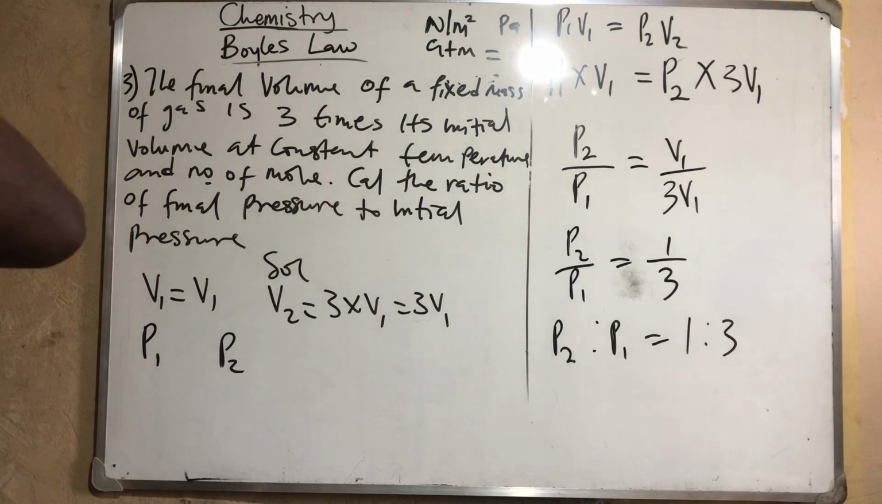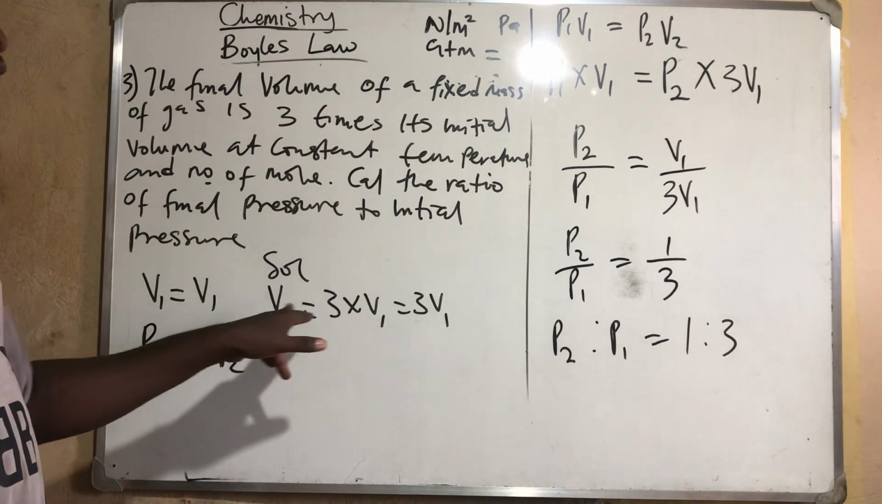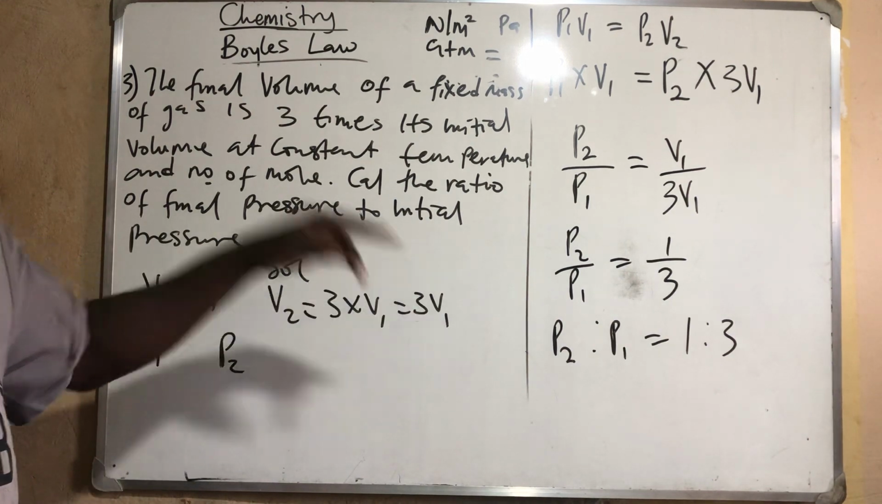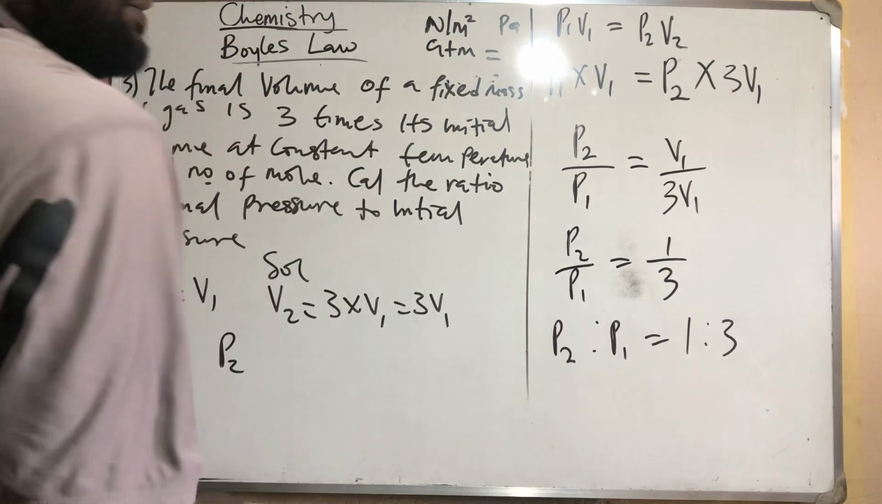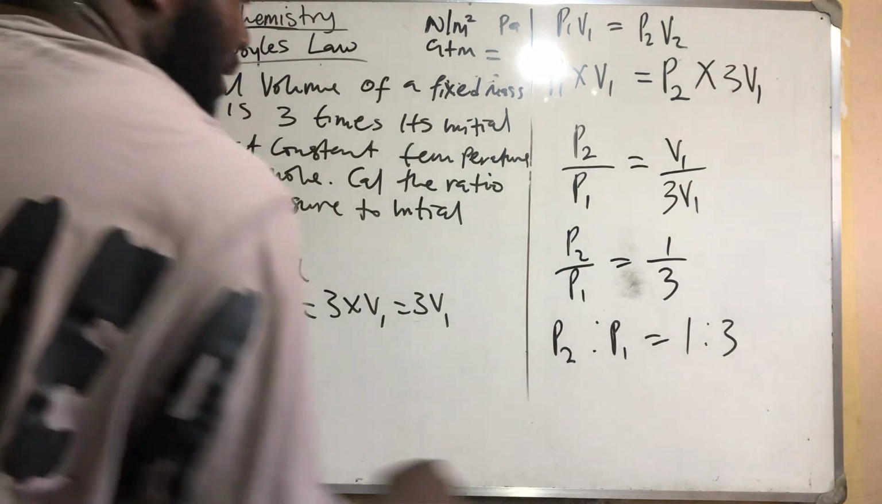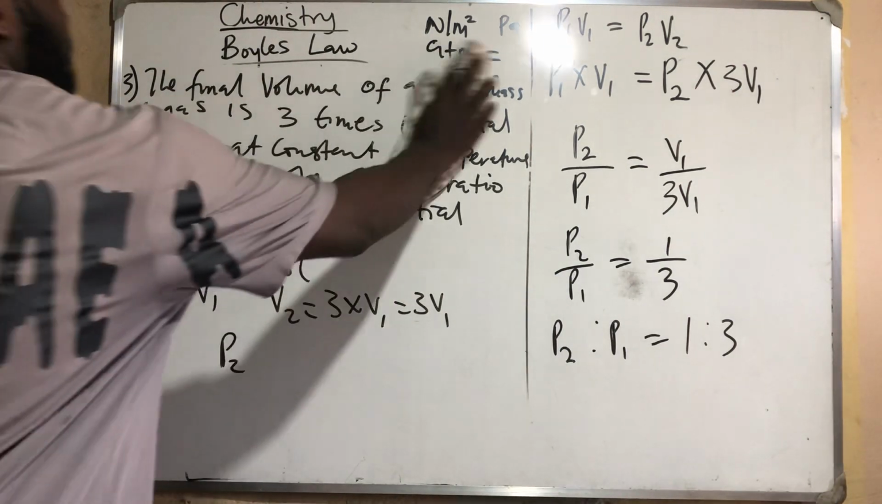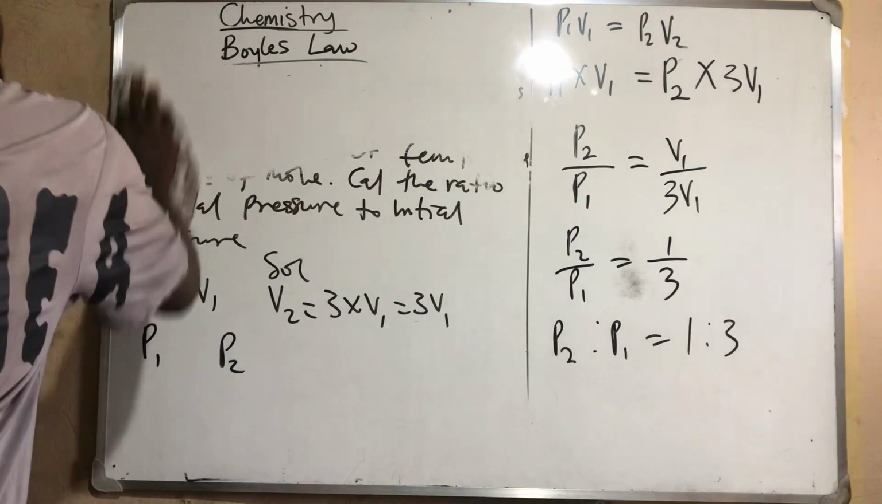Boyle's law says that if the volume is increasing, you look at the volume increased here by 3, so the pressure is supposed to decrease by 3 here. And that is exactly what we got. Okay, so we'll go to the next question.